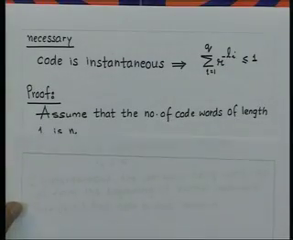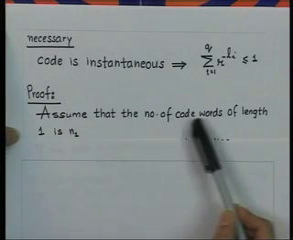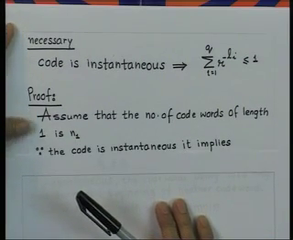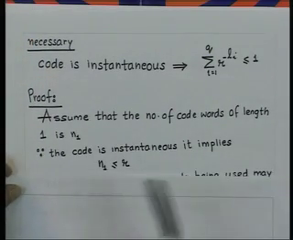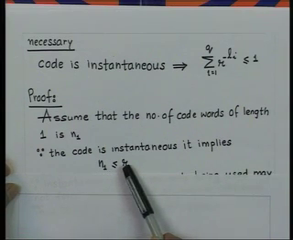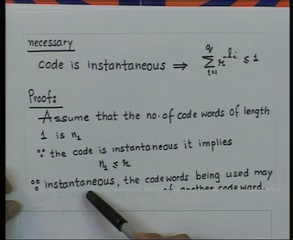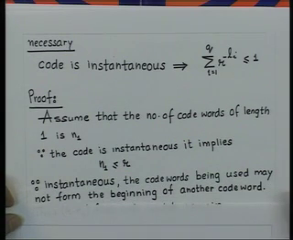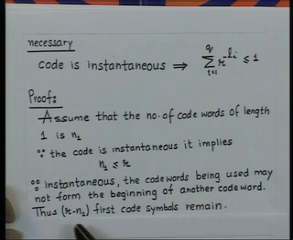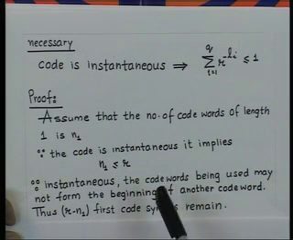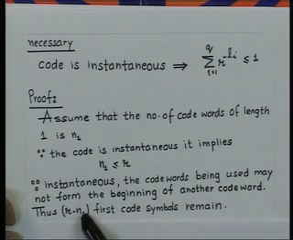So, the proof goes as follows. Let us assume that the number of code words of length 1 is n1. Because the code is instantaneous, it implies that n1 should be less than or equal to r, where r is the size of the code alphabet. Now, because the code is instantaneous, the code words being used may not form the beginning of another code word. Thus, we have r minus n1 first code symbols remaining. So, once I have chosen n1 code words of length 1, the remaining r minus n1 can be used as a prefix for the code words.